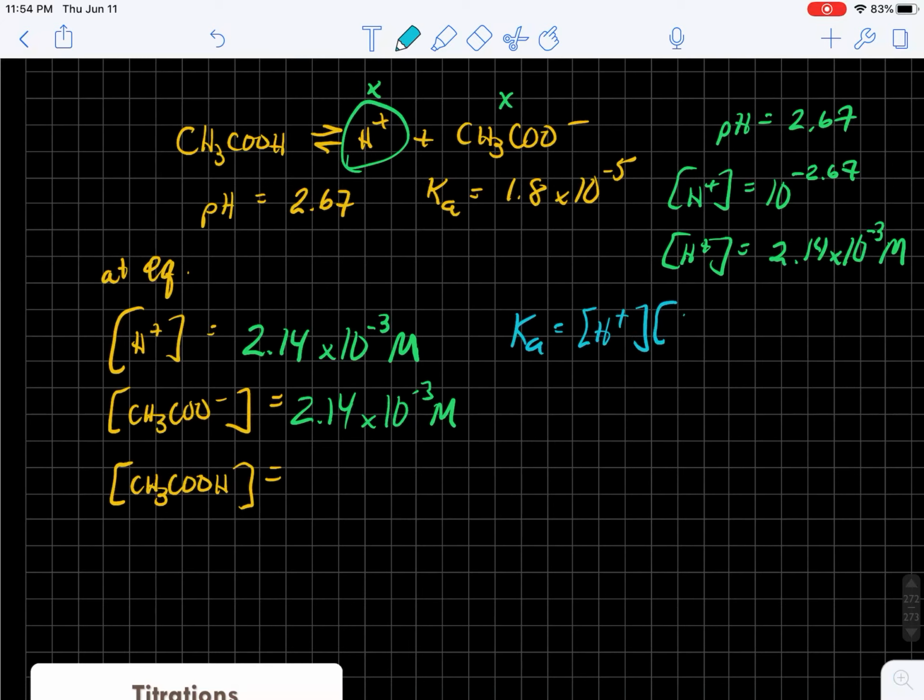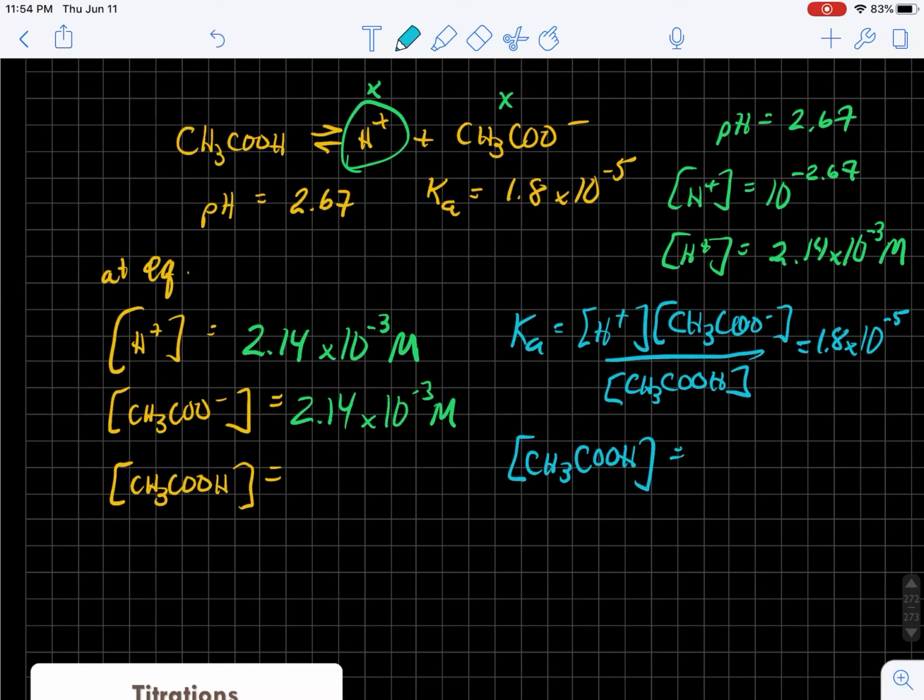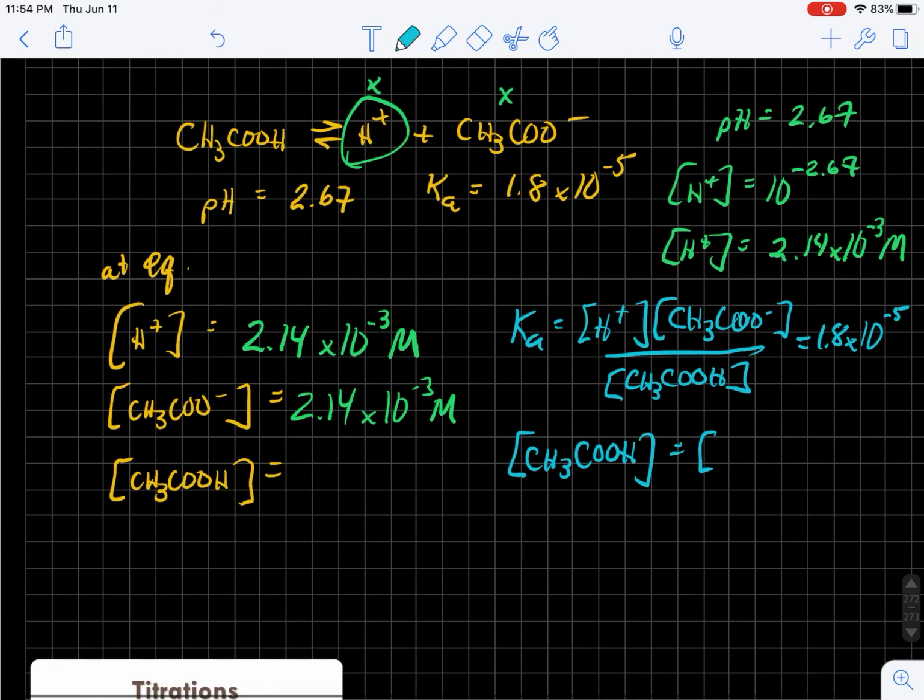We know that Ka for this is going to be ionized acid times conjugate base over original molecular acid. And we know that the Ka for this is 1.8 times 10 to the minus 5 because I told you so. All right, so let's solve for CH3COOH. And this will be H+, which we already know, times conjugate base, which we already know, over Ka. Okay, so now we can substitute in.